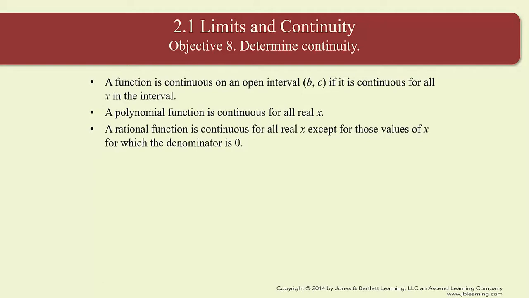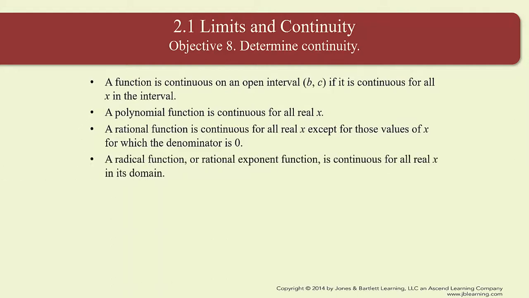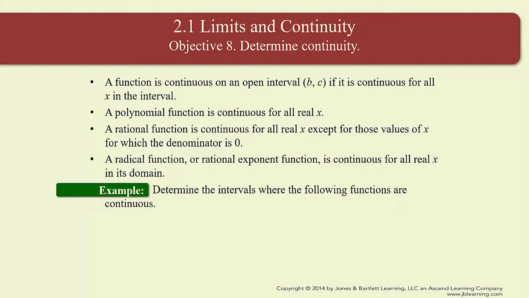A rational function, a polynomial over a polynomial, that's a rational function. A rational function is continuous for all real x, except for those values of x that make the denominator 0, because we know you can't divide by 0. And then a radical function, or you could call it a rational exponent function, is continuous for all real x as long as you're in the domain. So to practice this whole idea of finding intervals where functions are continuous, let's look at this example.